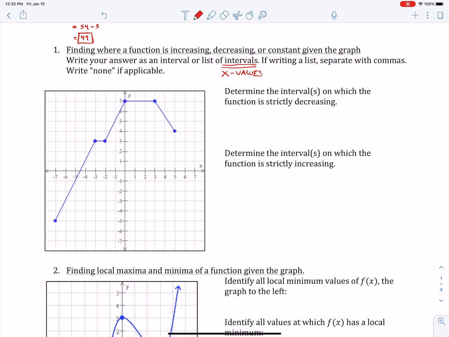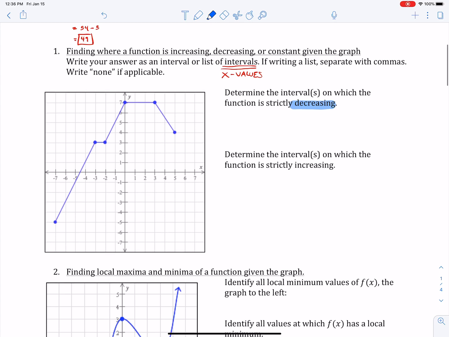So let's read our first portion right here. It says determine the intervals on which the function is strictly decreasing. Well, over here on my graph, I want to look at where all of them are decreasing, and I only see one right here. So my x values for where it's decreasing are 3 and then 5. So my notation is going to be 3, 5.